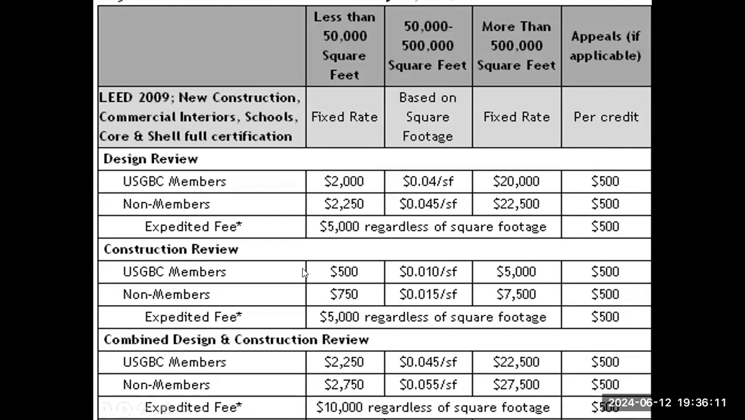So you don't need to remember all the certification fees. Remember, the certification fees may vary with the area: 50,000 to 500,000, and above 500,000 square feet. There are 3 different category certification fees, and then for each appeal you have to pay $500.